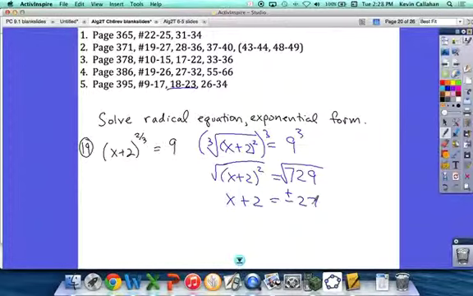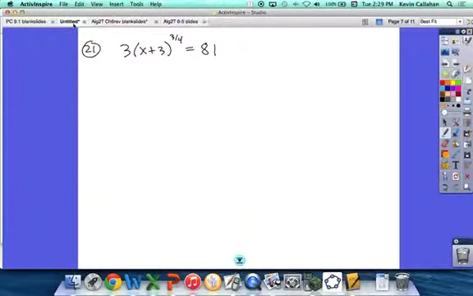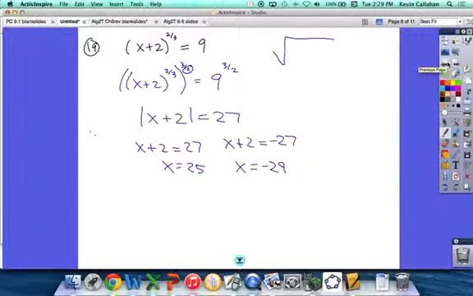27. So that'll give us x equals -2 plus or minus 27. X equals 25. X equals -29. Now remember, we did that one already. We did that one right there. We ended up having to use the absolute value symbols, but the absolute value symbols just lead you to the same place of getting the plus or minus 27.